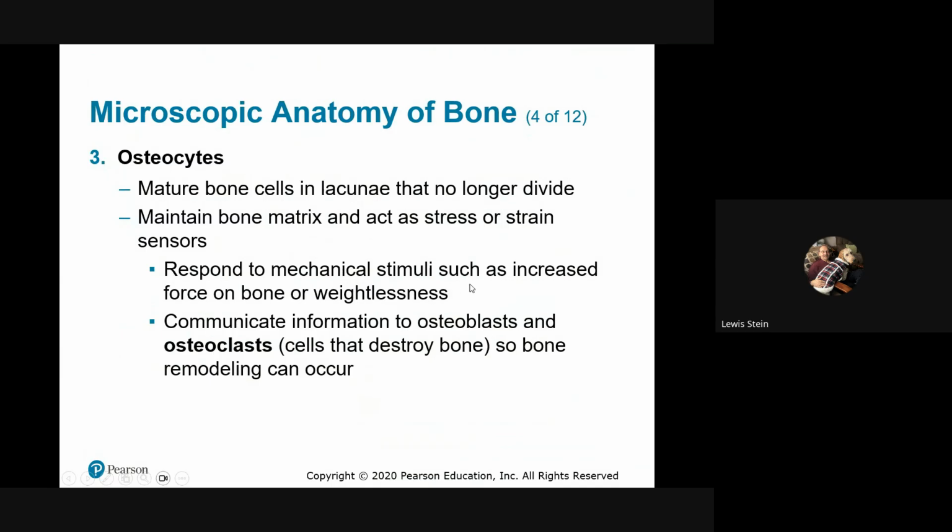They respond to mechanical stimuli. Everything in bone is about something called Wolff's Law. Wolff's Law means bone responds to the pressures that are placed on it. You'll see the name later.